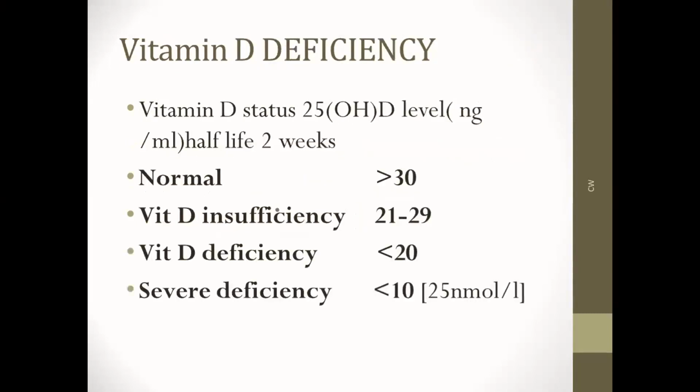Vitamin D deficiency. Vitamin D status is measured by the 25-hydroxycholecalciferol level. Its half-life is 2 weeks. If it is more than 30, then we can say it is normal. Insufficiency is when the vitamin D level is 21 to 29.9 nanograms per ml. Vitamin D deficiency is when the level is less than 20. Severe deficiency is when the vitamin D level is less than 10.